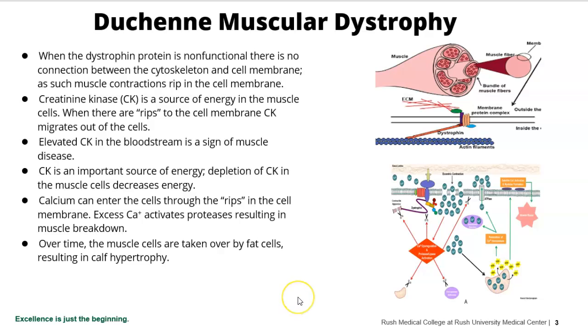Actually, the bigger problem when there are rips in the cell membrane is that calcium goes in through these same openings that are supposed to be tightly controlled with all kinds of receptors, but these rips allow things to come and go as they will. Over time, this excess calcium activates proteases, which destroy the muscle tissue. It basically eats the cell apart. And so over time, the muscle cells are taken over by fat cells.